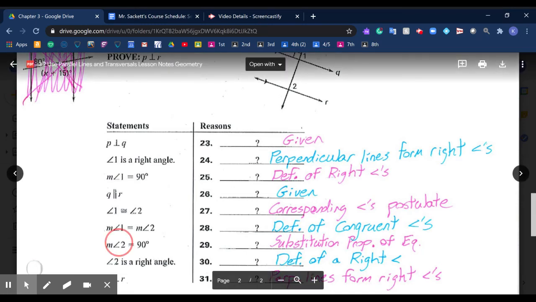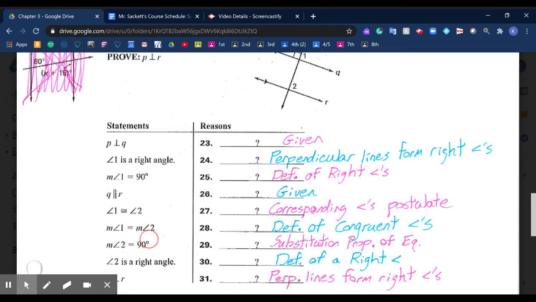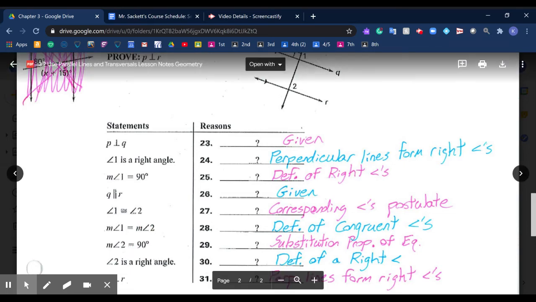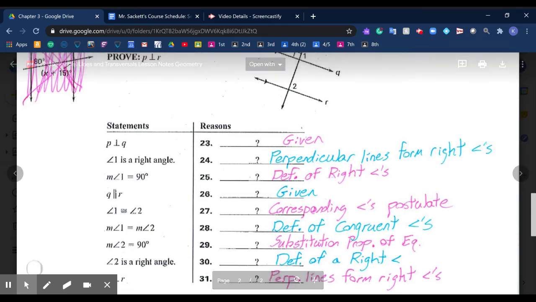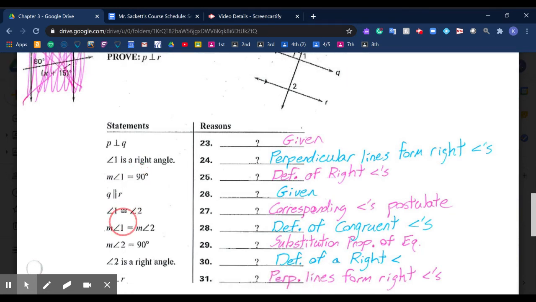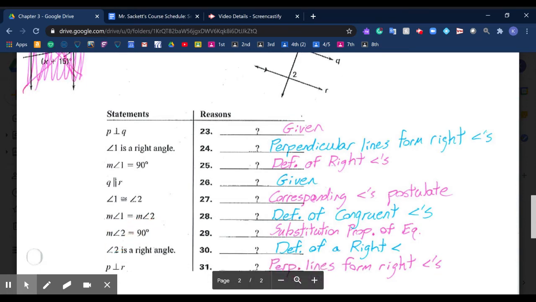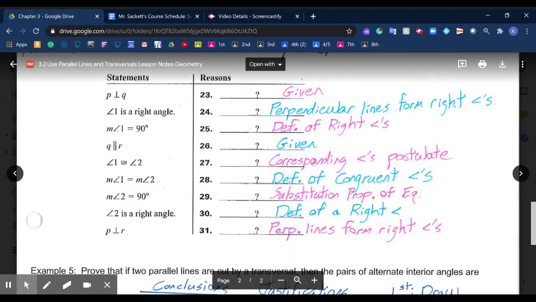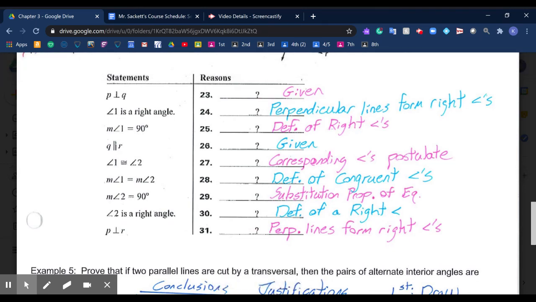Then, measure of angle 2 equals 90 degrees. That is a substitution property, or could also be the transitive property. Either one would work. But if the measure of angle 1 is 90 degrees, and the measure of angle 1 equals the measure of angle 2, then the measure of angle 2 is also 90 degrees. So either way, the substitution property or transitive property.